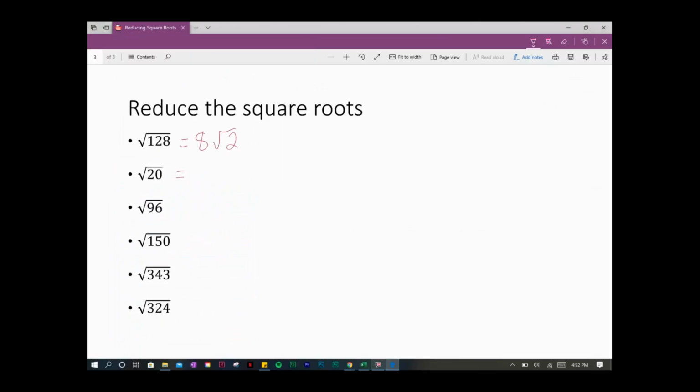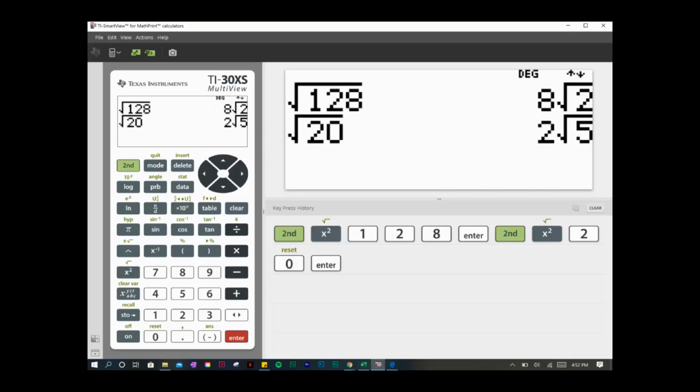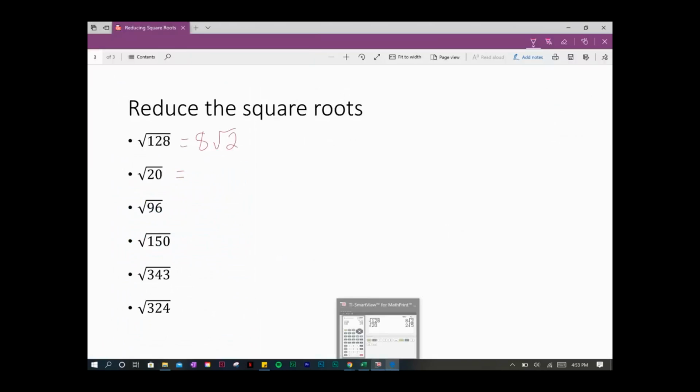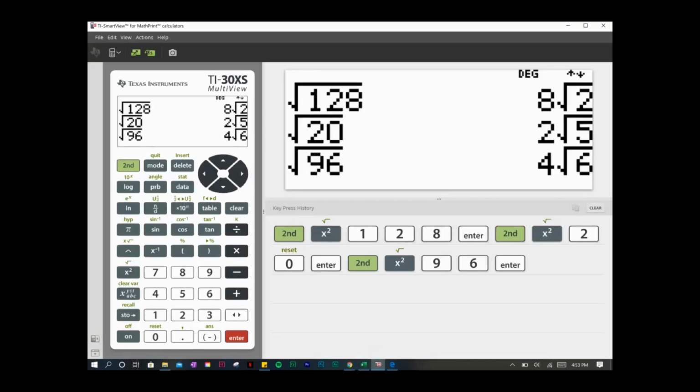So, square root of 20. Again, we're going to hit the green second button, then the x squared button, 20, enter, and we get 2 square root 5. Next, we have the square root of 96. Again, the second button, then x squared, 96, enter, and we get 4 square root of 6.